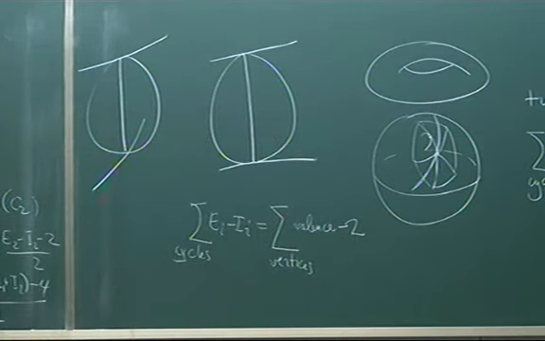Is valence the correct word for graph theory? The number of edges that occur at a point?